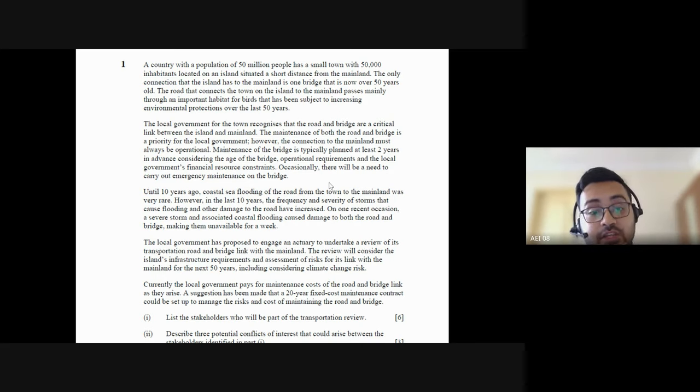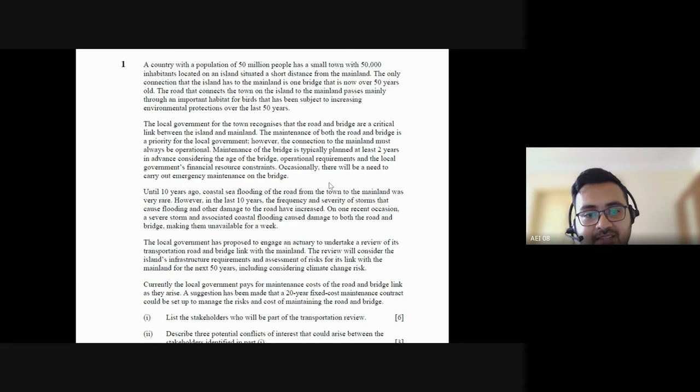On one recent occasion, a severe storm and associated coastal flooding caused damage to both the road and bridge, making them unavailable for a week. Up until now, I had been told that this is super critical. It is the priority of the local government to ensure that it is up and running at all points of time. There cannot be any negligence on anyone's part because it's a prima facie requirement. Now they are introducing me to this severe storm that came recently with an associated flood, which caused a lot of damage to the road and the bridge, making them unavailable for an entire week.